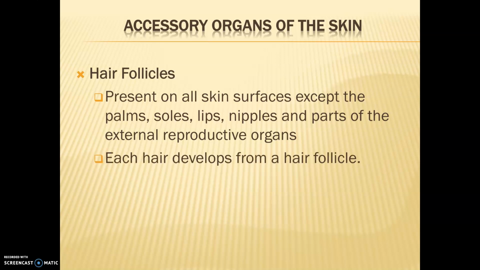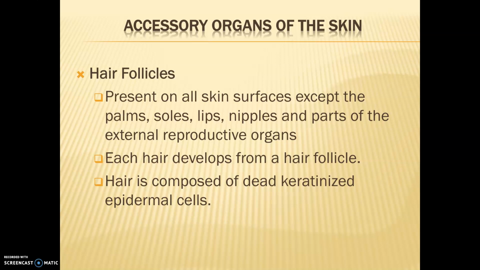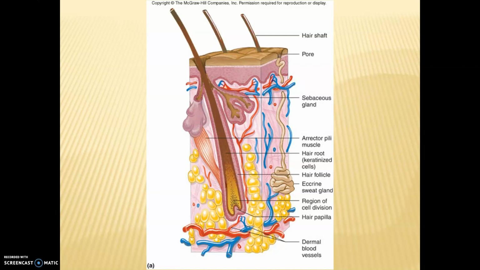Each hair develops from a hair follicle. This hair is composed of dead keratinized epidermal cells. And our genes are actually going to determine our hair color. As we can see here, our hair follicle is going to be this whole thing here that's wrapping around the root of our hair. And this is going to be composed of a lot of cells that are reproducing to create that habitat for our hair.